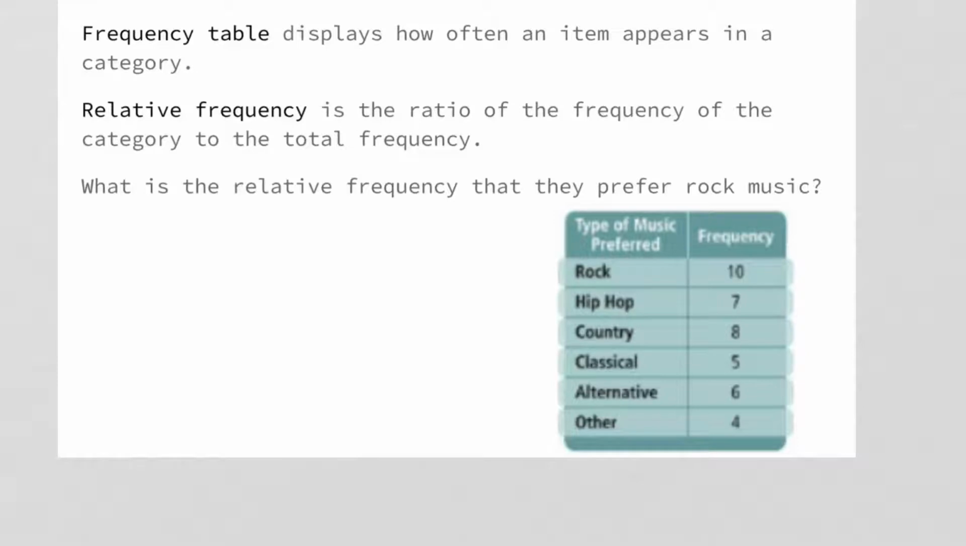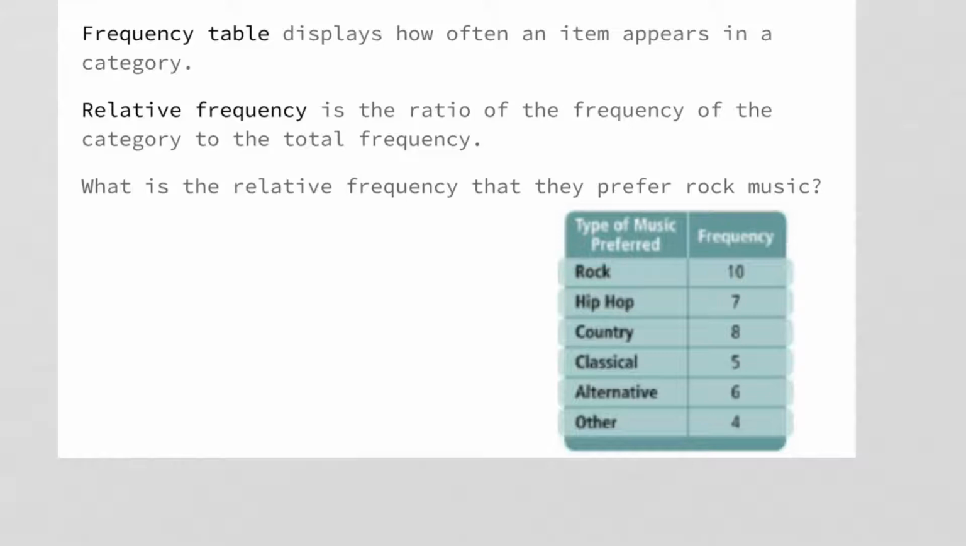Relative frequency is a fancy way of giving the ratio of the frequency of the category to the total frequency. So relative frequency is just like doing your basic probability that we did from last class: the possible outcomes over the total outcomes. Here, instead, we'll be looking at a table.